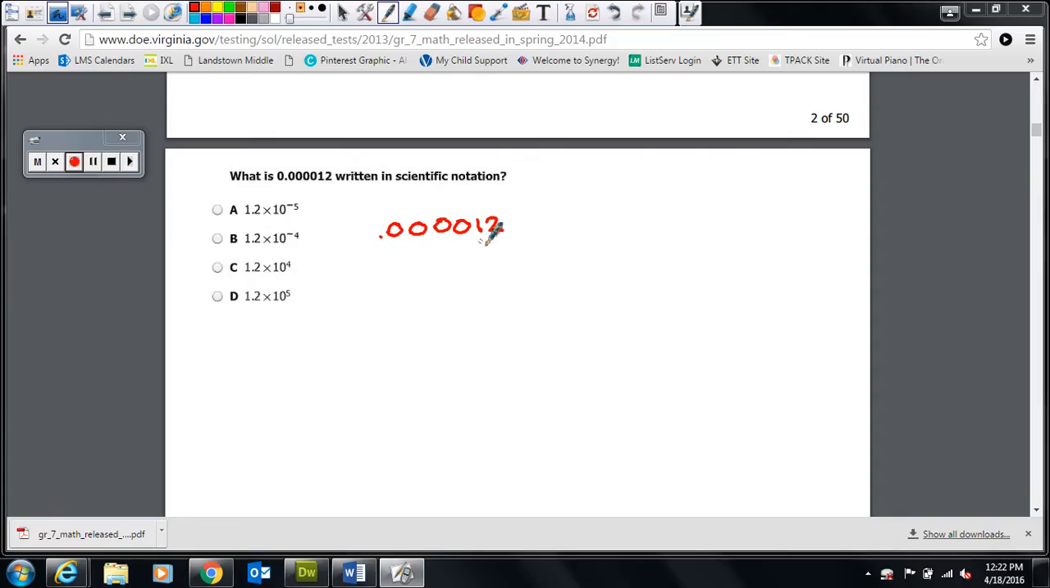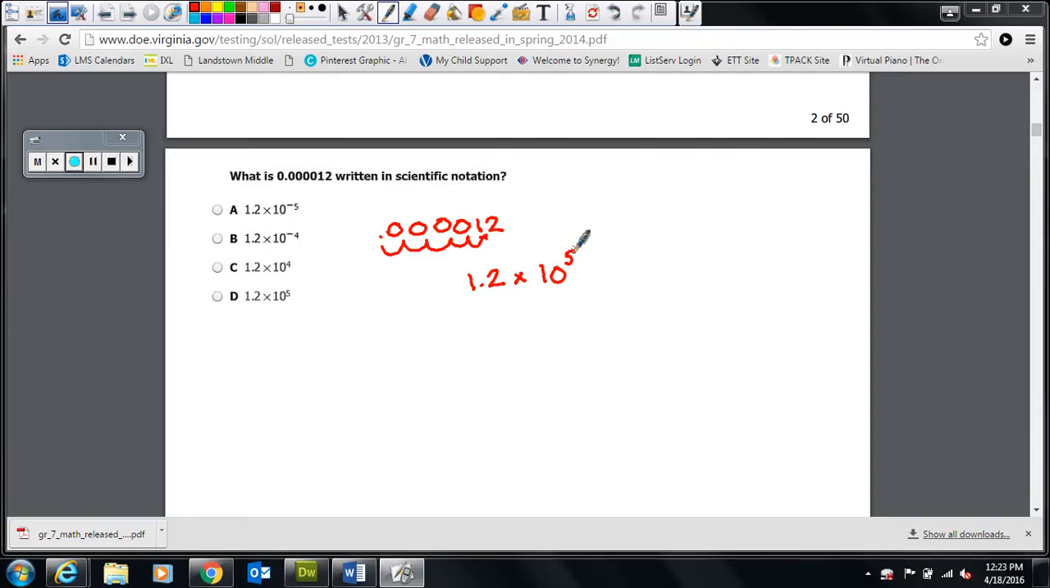So to move it to the right side of that number, it would have to jump 1, 2, 3, 4, 5 places, turning this into a 1.2. Now it doesn't just stay a 1.2, we also have to multiply it times 10 to some power. Well, this power is determined by how many jumps we just made. Since we made 5 jumps, we're going to put a 5 there.